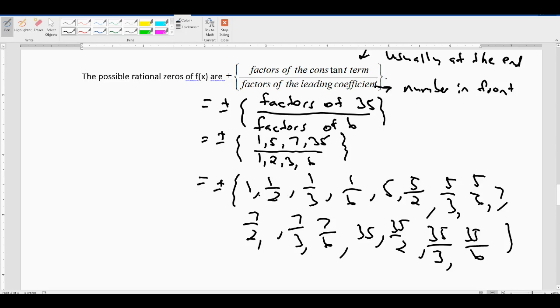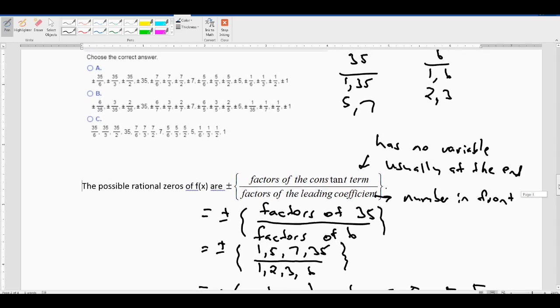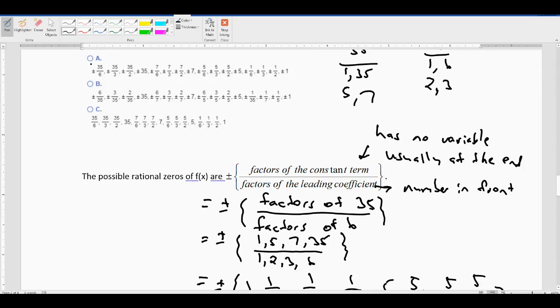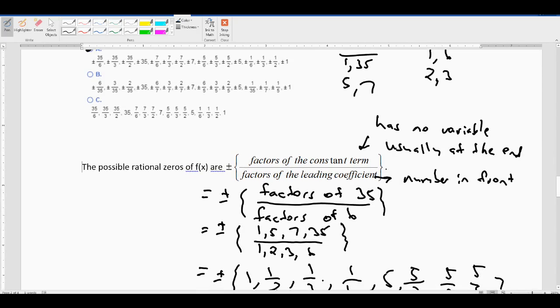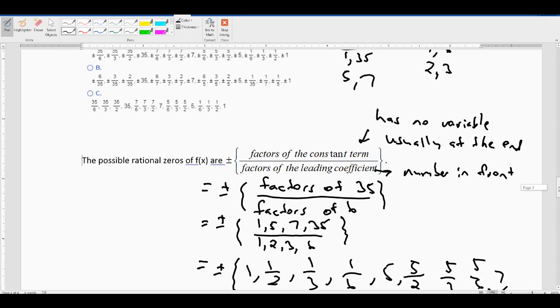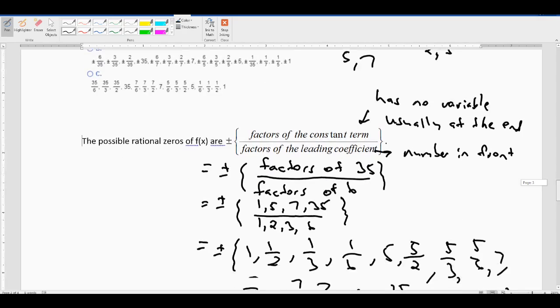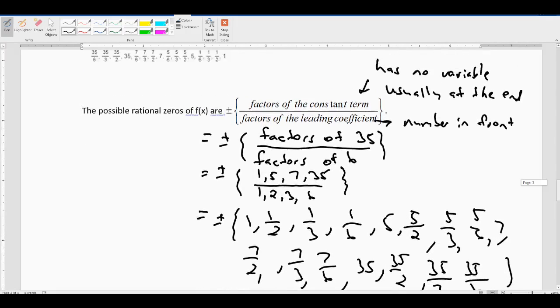Now, this plus minus just means that all those have plus minuses in front of them. So, what are the answer choices? It looks like it's going to be A. This one has every one of those. 1, 1 half, 1 third, 1 sixth. I'm trying to get out of the view. 5, 5 halves, 5 thirds, 5 sixths, 7, 7 over 2, 7 over 3, 7 over 6. Yep. 35, 35 halves, 35 thirds, 35 sixths.